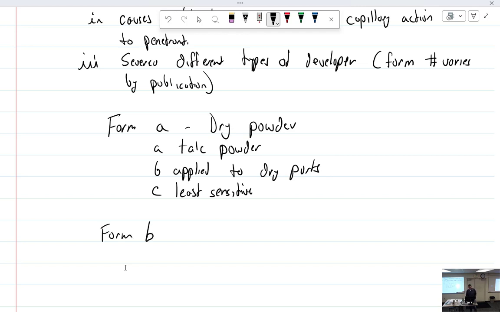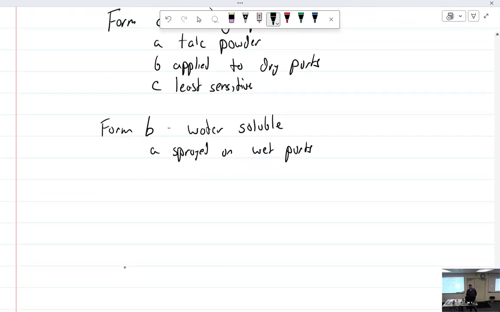Form B, is it water soluble? Water soluble, it is sprayed on wet parts. And very much like it is form C, which is water suspendable. The difference is water soluble is something that dissolves in water. And so you take a spray bottle and you put in some water and you put in your form B developer, shake it up, stir it, you're done. It's good, it's all one thing.